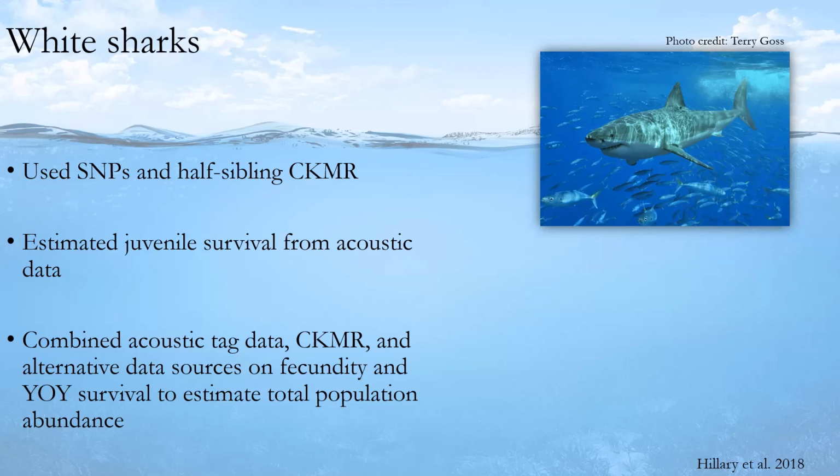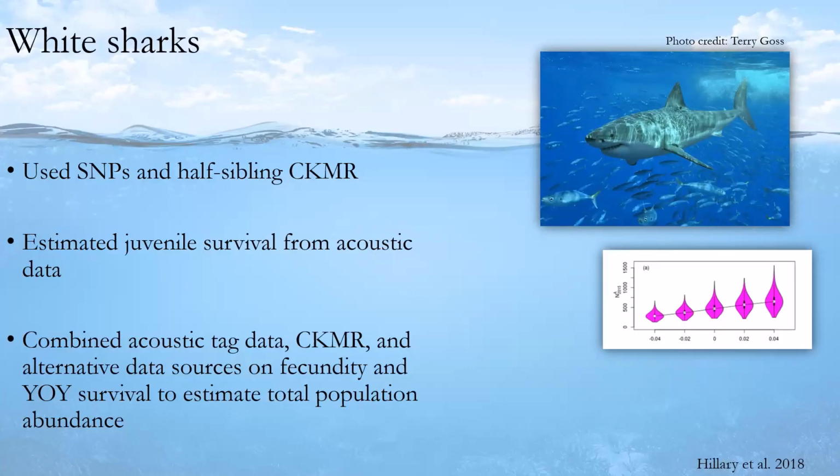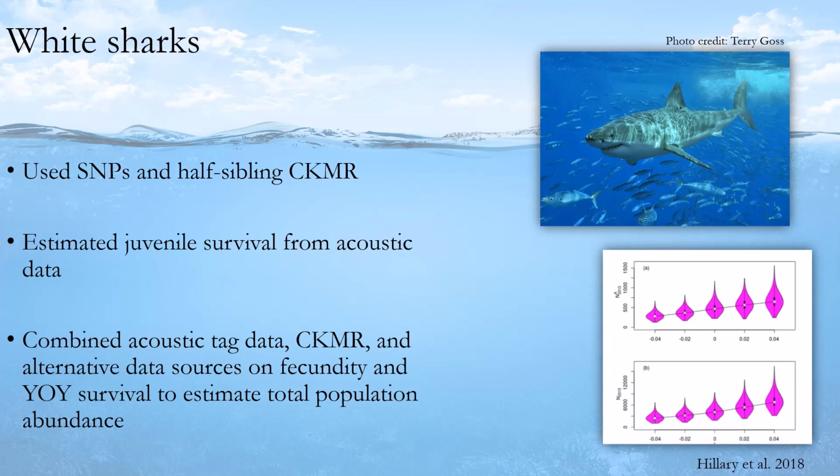Recall that CKMR on its own can just estimate abundance of the adults. And so they ran their models over multiple population growth scenarios where they fixed the population growth rate. And this plot shows abundance of adults over the 5 different population growth rates. And these violin plots show abundance of the full population over 5 different population growth rates.